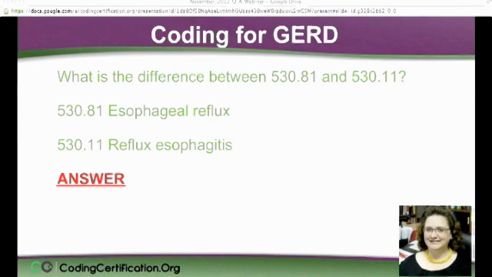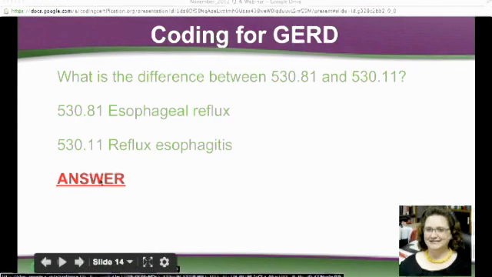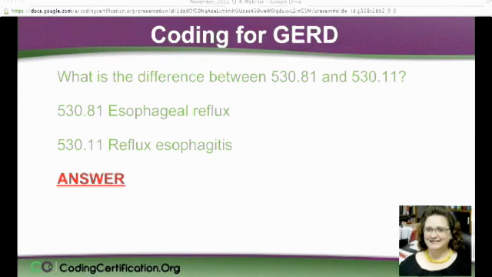So I went and looked it up and I thought, oh, wow. 530.81 is esophageal reflux, which is GERD, gastroesophageal reflux disease. 530.11 is reflux esophagitis. And so then I thought, well, let's go look them both up as if you didn't know what they were. When I saw this, I thought, I can't be the only one that stumbled over this.